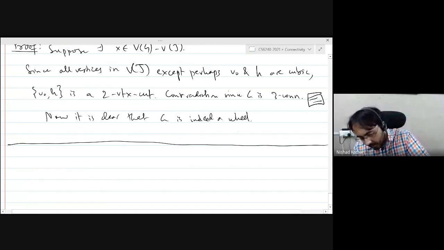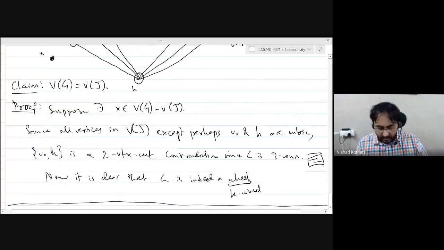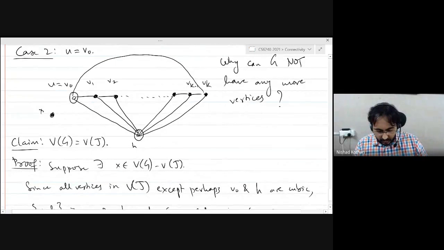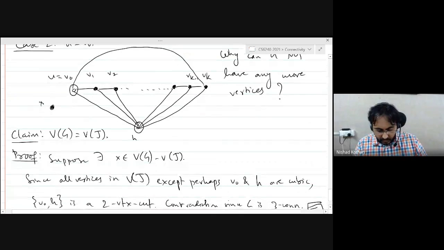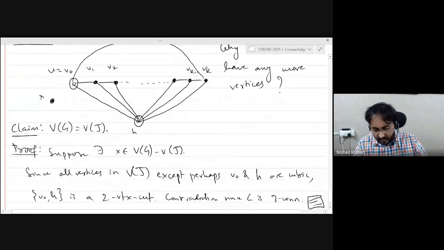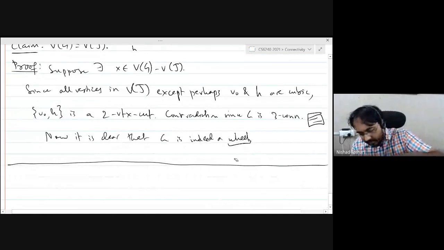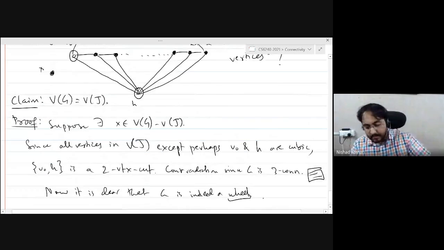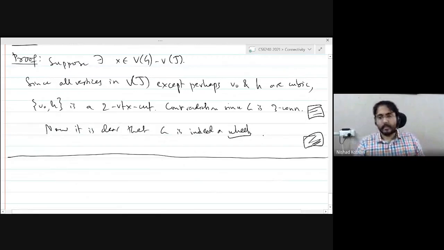Or if you like, a K wheel. Let me see. Yeah, 0 to K, that is actually a K plus 1 wheel going by the graph theory. Yeah, let me not write that. Okay, doesn't matter. It is a wheel. That's all that we care about. Okay. So this is it. This is the proof. Any questions or concerns? Any part of the proof that is not clear?